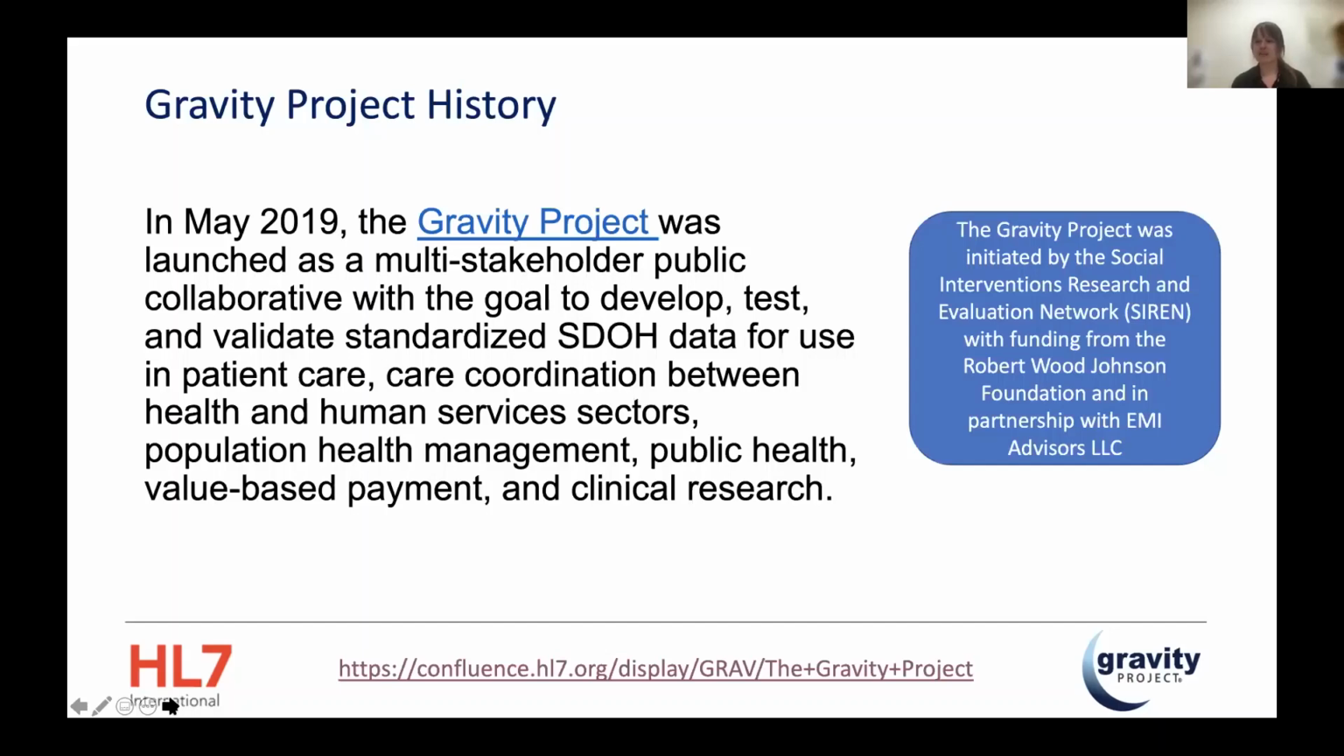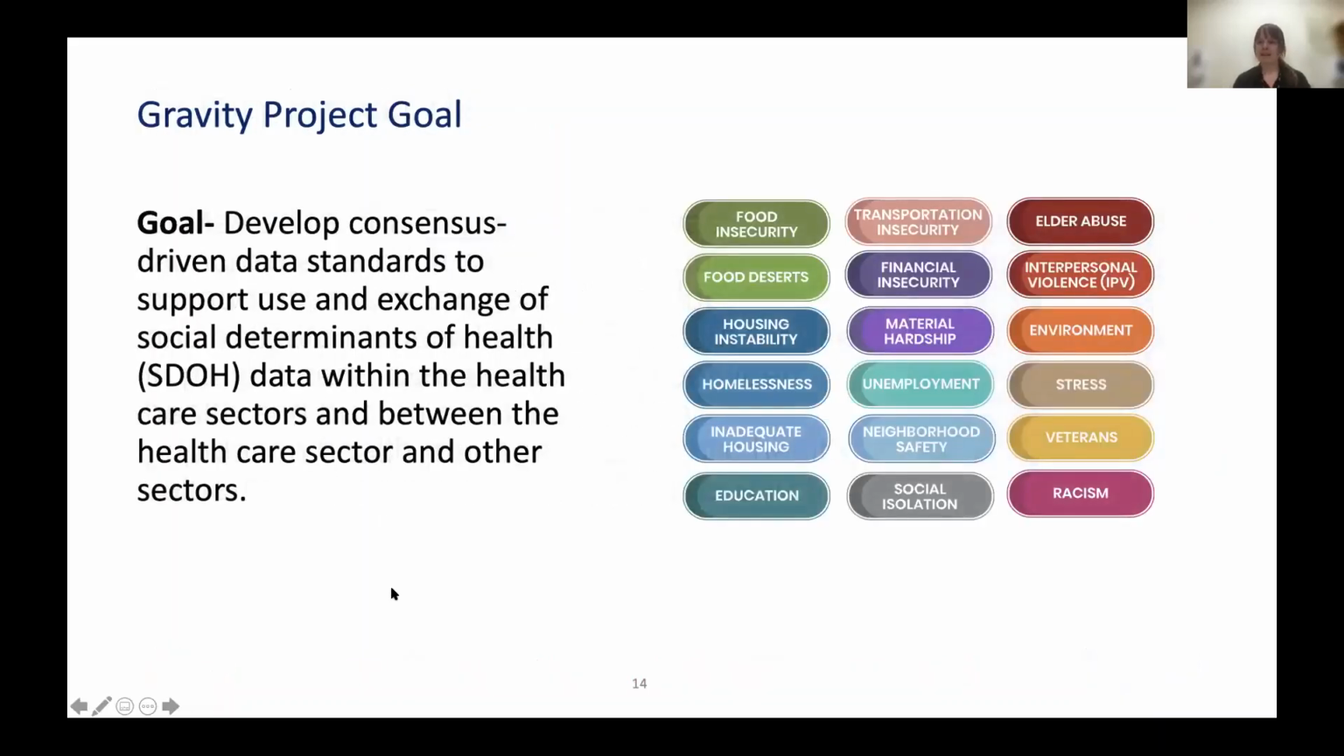This first link is part of what's in the chat if you want to follow it to the Confluence site. So the goal, again, rephrased, is to develop consensus-driven data standards to support the use and exchange of social determinants of health data within the healthcare sector and between the healthcare sector and other sectors. You can see our roadmap of the domains we're covering is fairly robust. I'll go through some of the domains we've covered so far and our approach and what we've learned in the timeline over the next few slides.